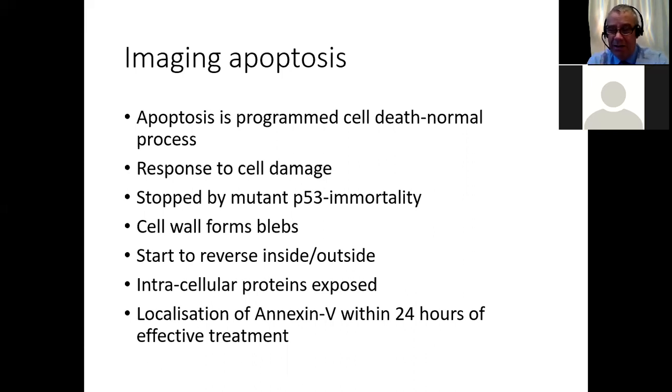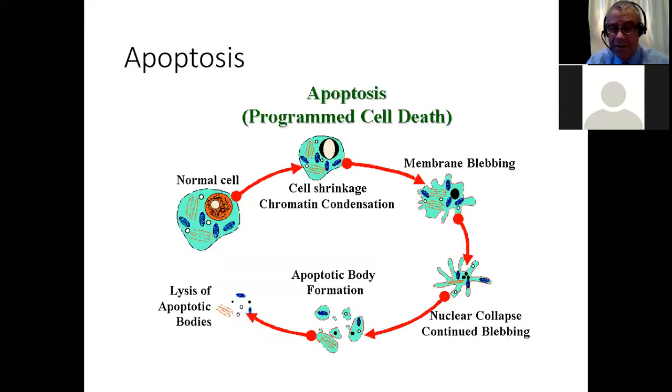Now, let's go back to apoptosis. What happens is that during the process, it's about a 10-day process, the cell wall forms blebs, and then it starts to turn itself inside out. And that enables macrophages to basically eat all the contents and recycle the amino acids and glucose and everything else. So most people have tried to use something that looks at this reversal of the cell wall. And it can be quite quick. So, for example, one of the proteins that's exposed is called Annexin 5, and this can be exposed within 24 hours of giving an effective chemotherapy, which induces apoptosis.